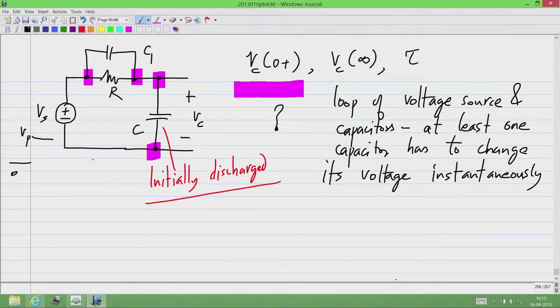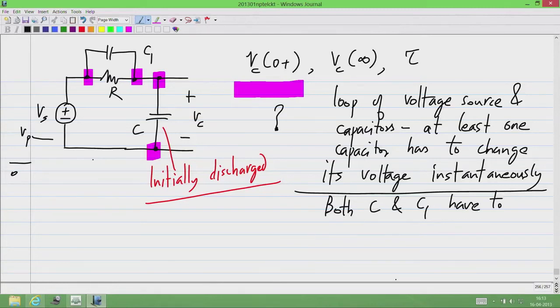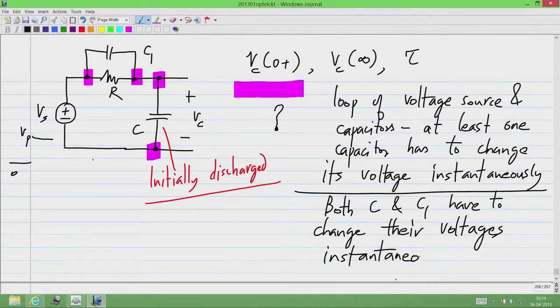In fact, the answer is that both C and C1 have to change their voltages instantaneously.